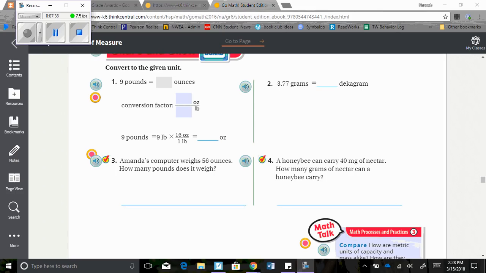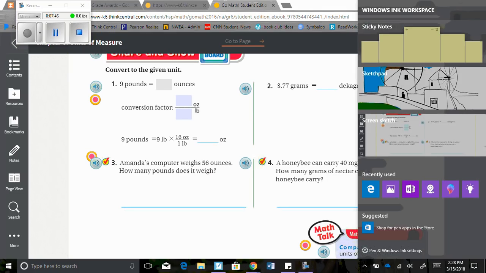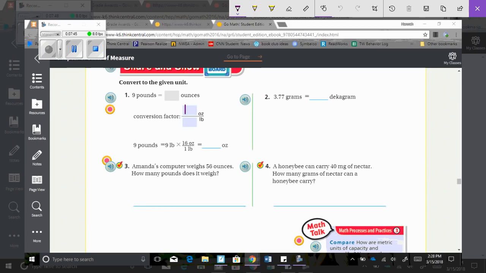Looking at number 1 of Sharon Show, it says 9 pounds equals how many ounces? The conversion factor is 16 ounces in a pound. So we're going to take 9 pounds times 16 ounces, both over 1, so 9 times 16 is 144. 144 divided by 1 is still 144. So your answer would be 144 ounces.